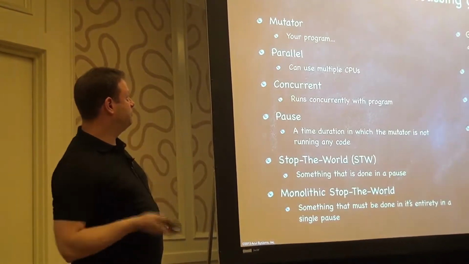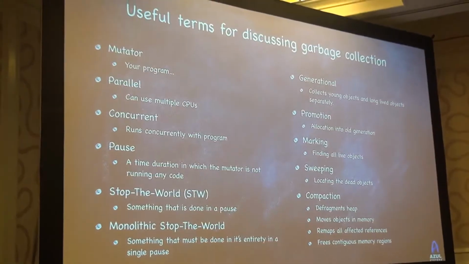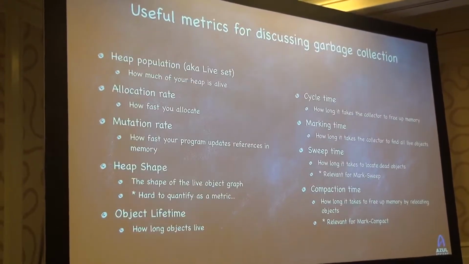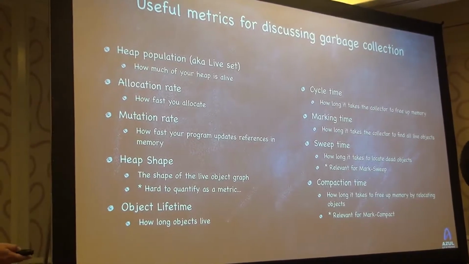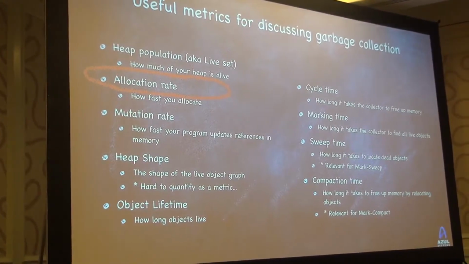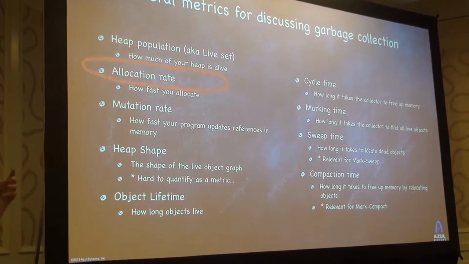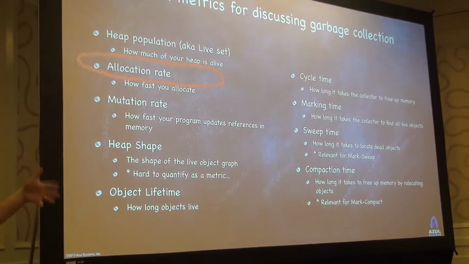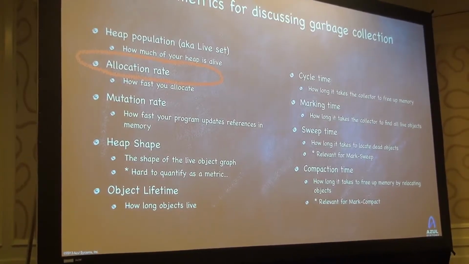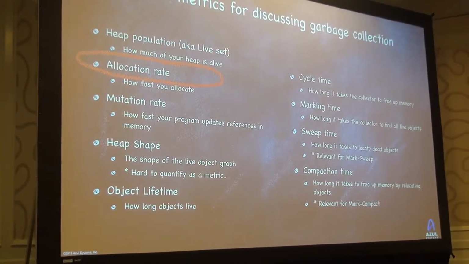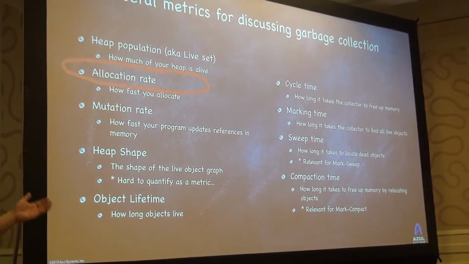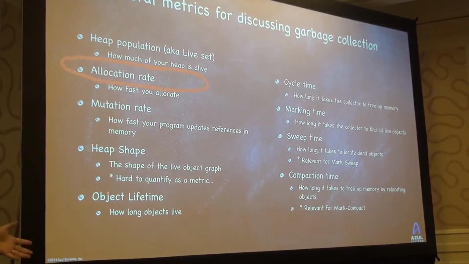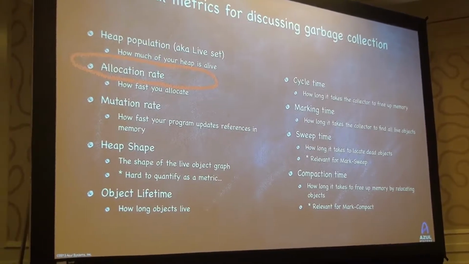Here are a whole bunch of other terms that I'm not going to spend the time to define. They're here for the slides for later. And here are some metrics. Metrics are important because of things like allocation rate, how fast I make objects. As fast as you make objects, we have to collect them. And the faster your application goes, generally the faster the objects will be made. It's almost a guaranteed linear relationship. Twice the TPS, twice the allocation rate.